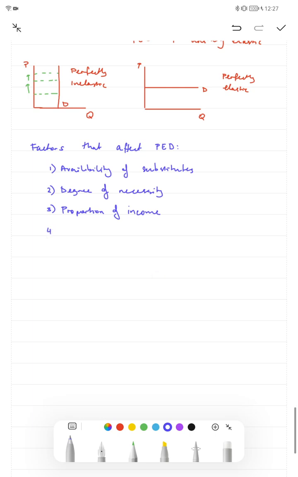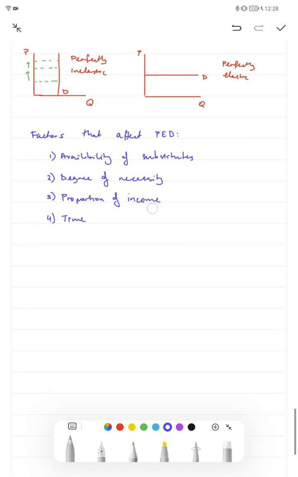And the last one is time. Over time, everything will become more elastic. In the short run, you might think, okay, I have to buy that product, I'll buy it. But in the long run, you'll find other alternatives and it will become more elastic, because you will find a cheaper alternative and so on.